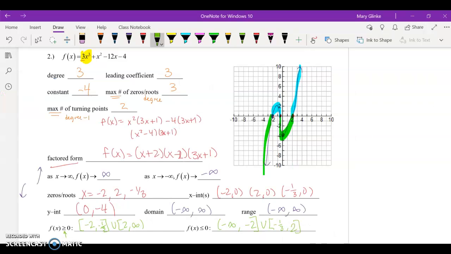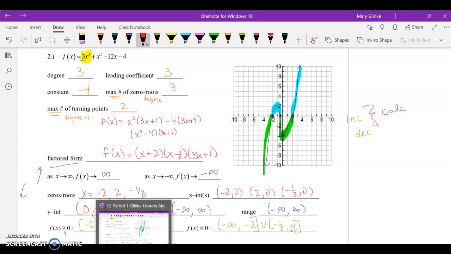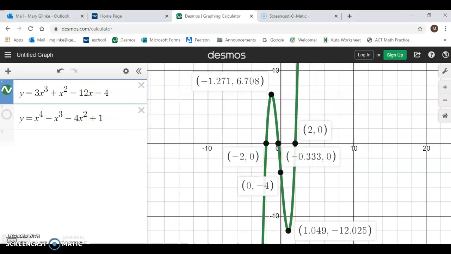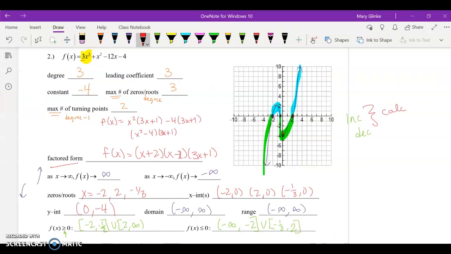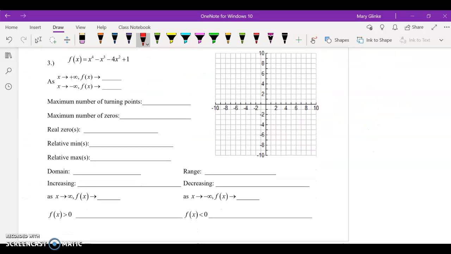Notice for this one, I did not ask you for increasing and decreasing, but if I did, you would have to go to the calculator and find out your highs and lows, because you can't just assume based off of this rough sketch that you have the highs and lows. Instead, you should see that the highs and lows are actually different. So we would actually have to calculate that. So let's go ahead and do that for this one.